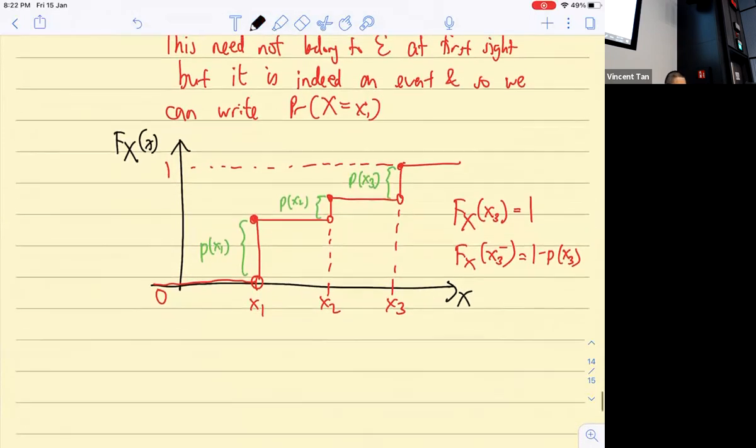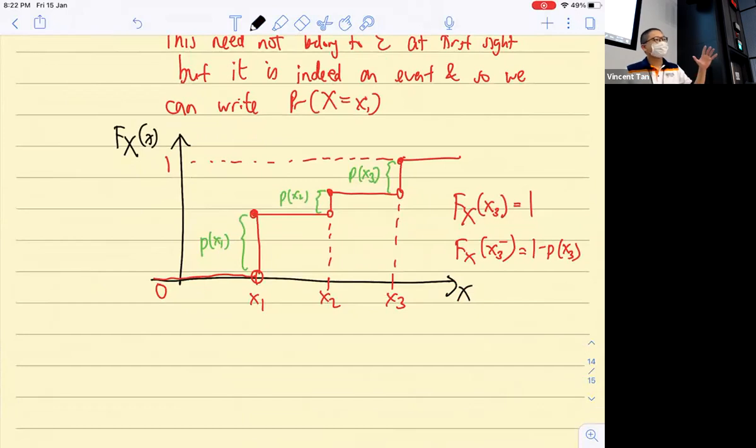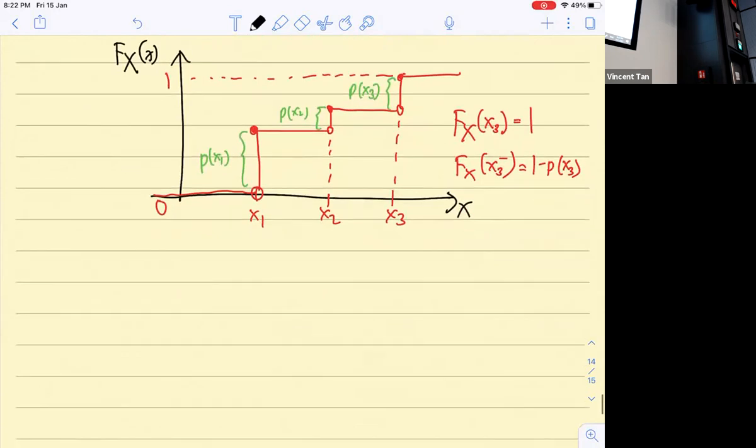Okay, but this class requires you to know discrete and continuous random variables. This is called a discrete random variable. So I have to talk about continuous random variables as well. Okay. So this capital Fx, the cumulative distribution function, is the mother of everything. We can define Fx of x for any random variable.